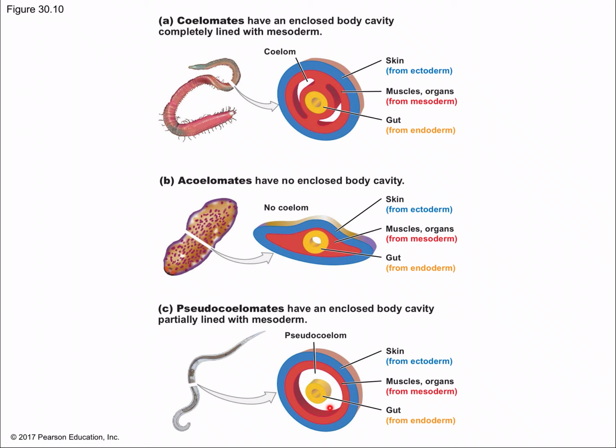Jump down here, you can see that we've got, again, a space, but there's no mesoderm lining the gut. It's only lining the skin. So that's not a true coelom. It's only partially lined with mesoderm, so it doesn't have the same functional capabilities. You can't contract the gut as easily here. Whereas an acoelomate has no opening at all.